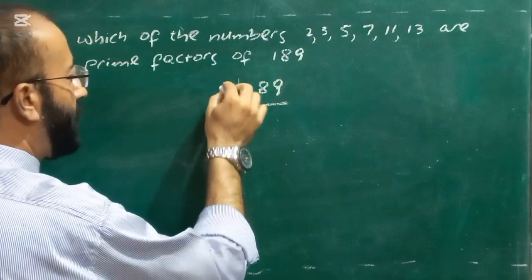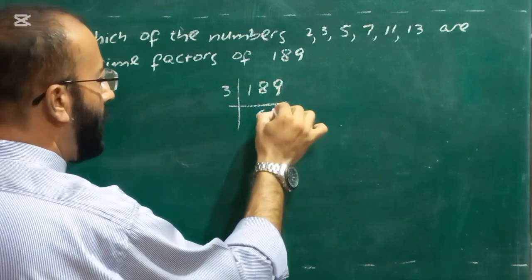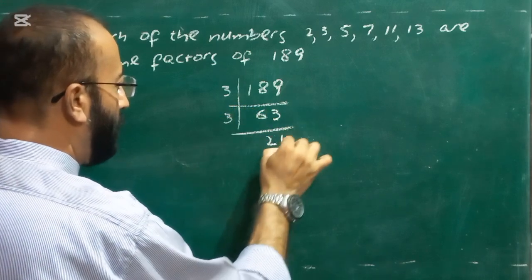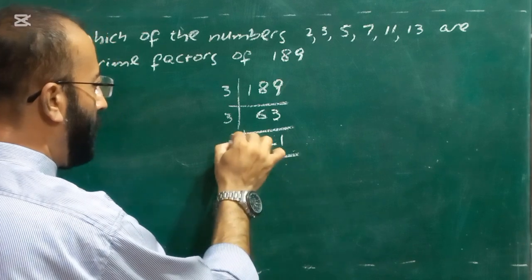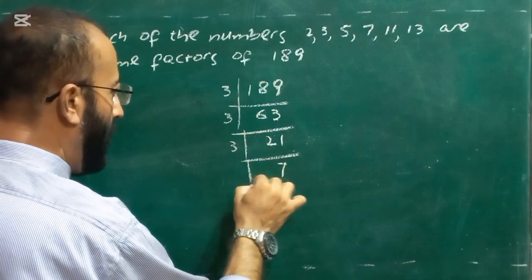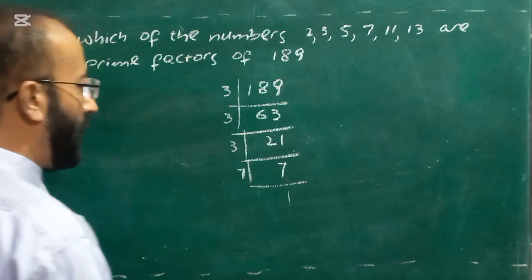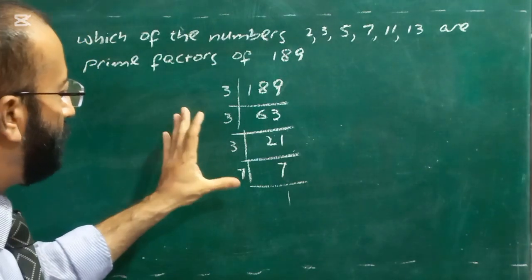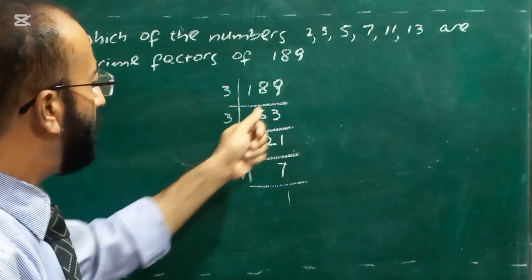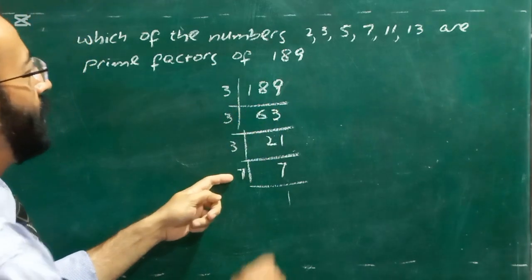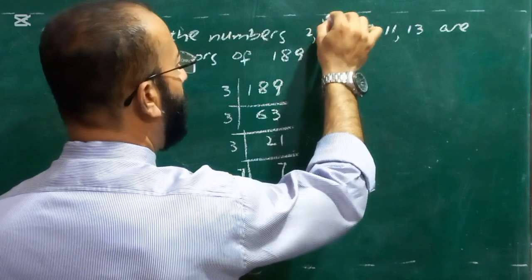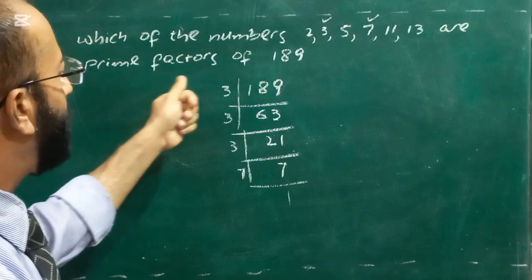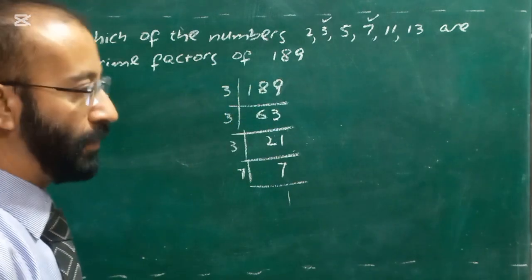So this will come in 3's table. So 3 6's are 18 and 3 3's are 9. Then in 3's table, 3 2's are 6 and 3 1's are 3. Then in 3's table, 3 7's are 21. And finally 7's table, so 7 1's are 7. So these are the prime numbers which are actually dividing this number. So 3 and 7 are the numbers which are prime factors of 189.